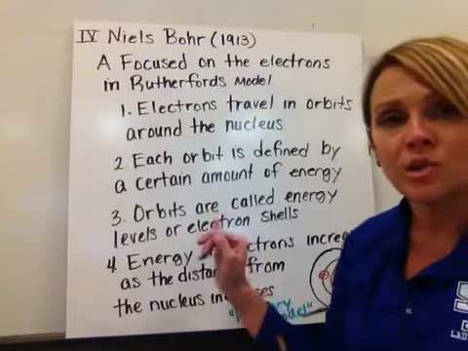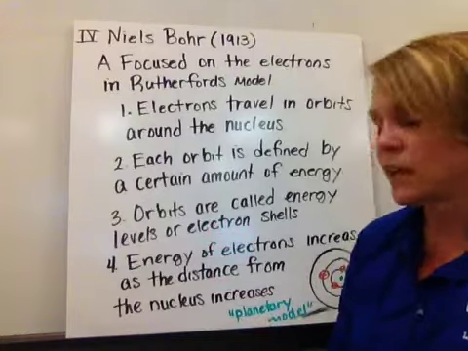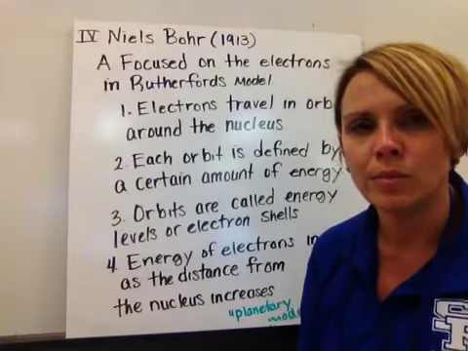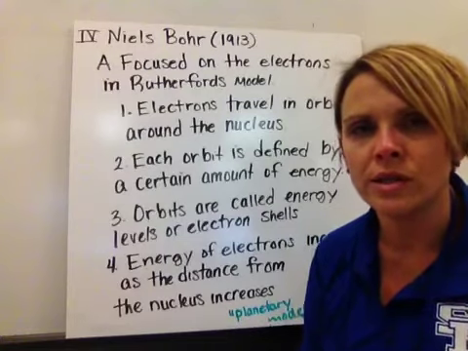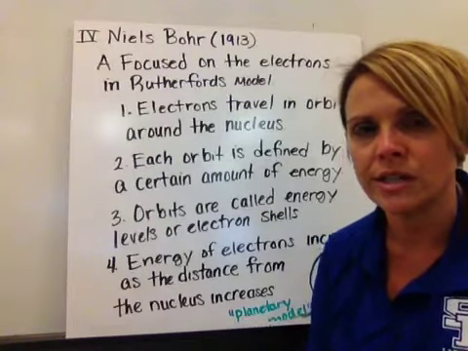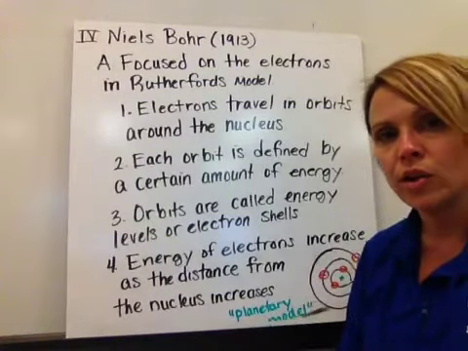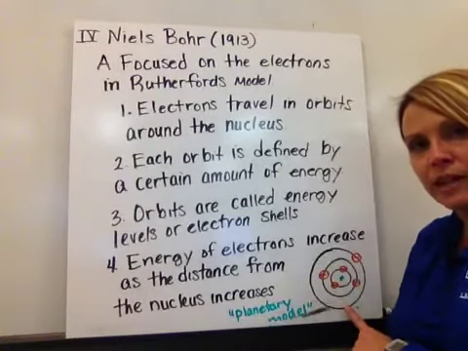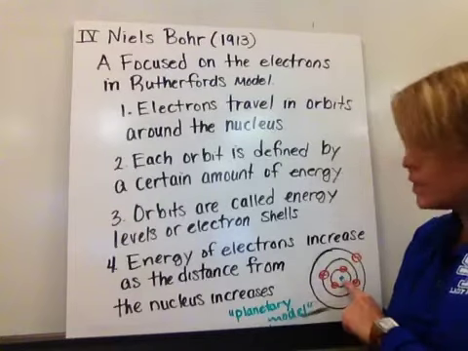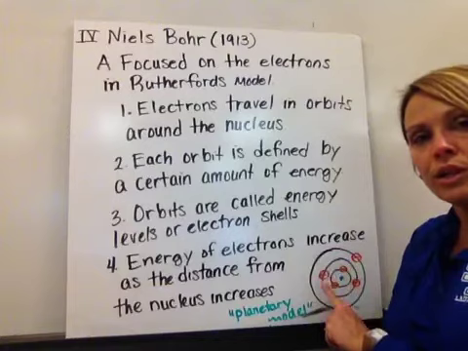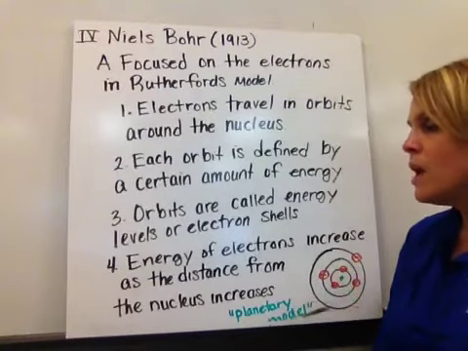Orbits are sometimes called energy levels or electron shells. And once again, if you think way down deep in your brain, you probably covered this a little bit your freshman year in integrated science, where you had electron shells around a nucleus, and it probably looked something like this, where you have your nucleus in the middle with a positive charge, and then rings around the nucleus with electrons in there.